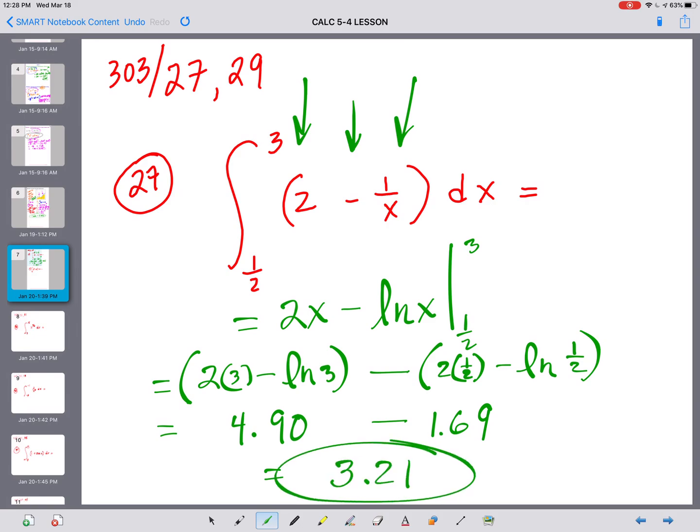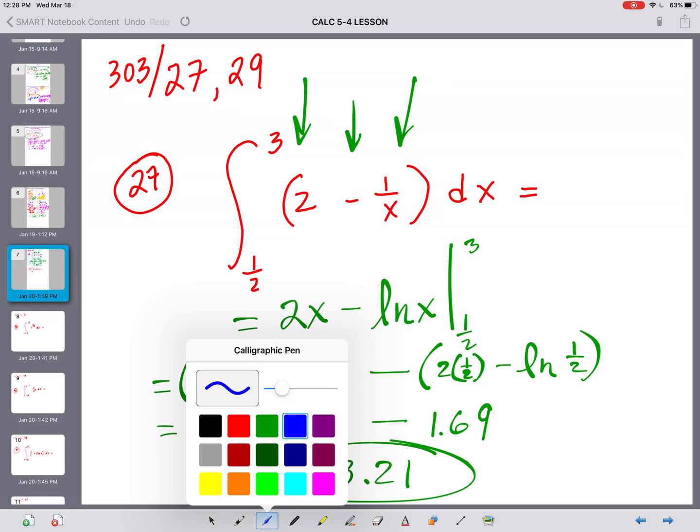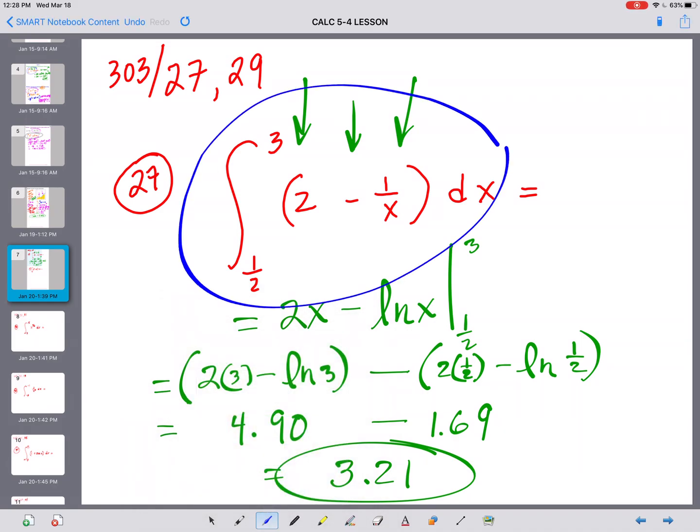Can you check it? Sure you can, by going back to the original definite integral, going in your calculator, your math menu, and then choosing number 9. Let's see what else we got.